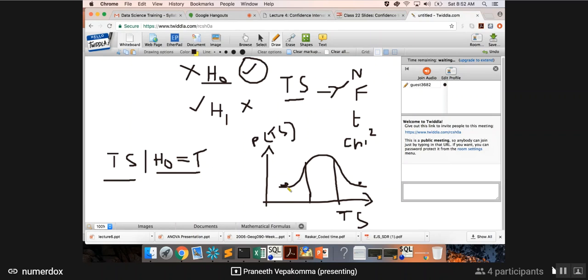So you will say, oh, this is a rejection region. So I will say, no, H0 is not true, H1 is true. If the test statistic value that you compute falls somewhere here, then you compare with respect to this distribution, you say, oh, it is falling in a high probability area, so H0 is true.